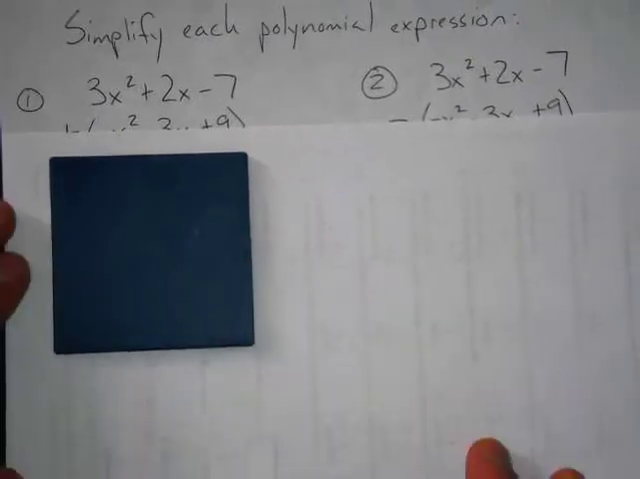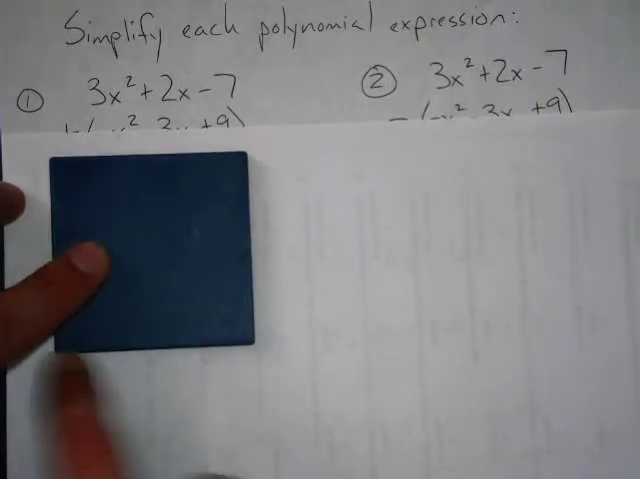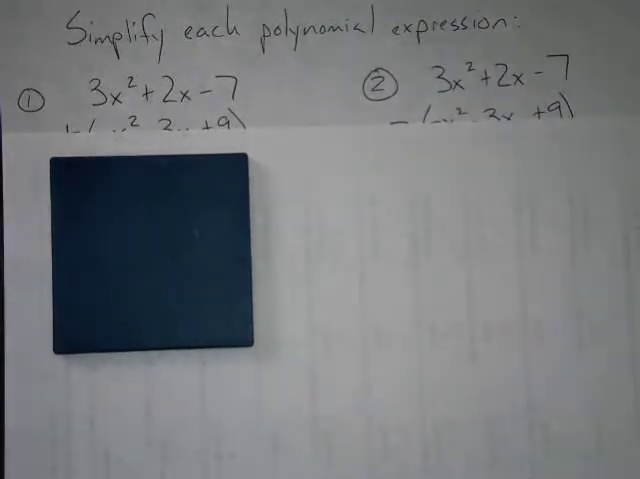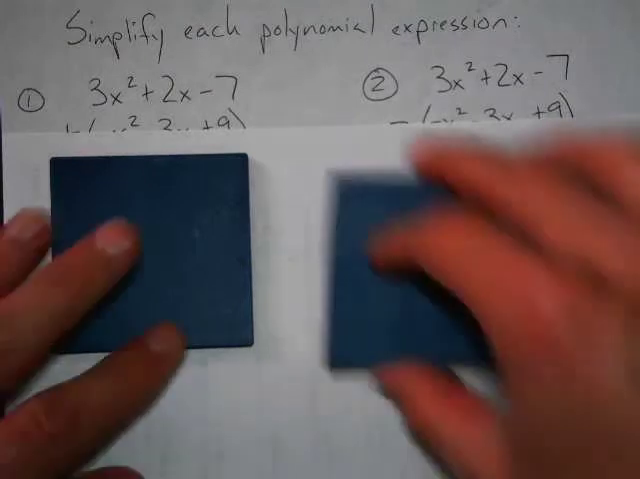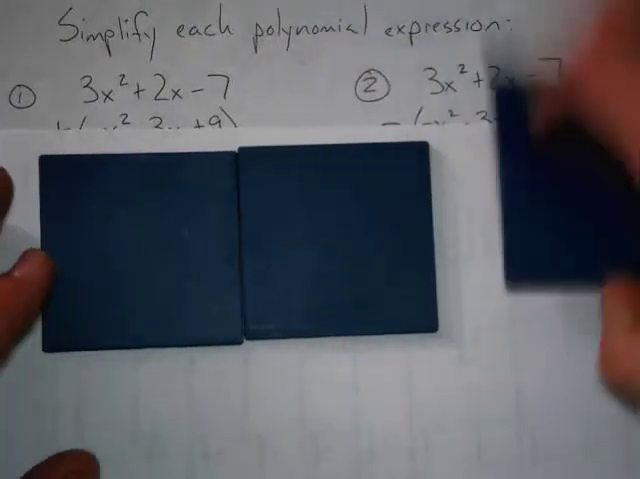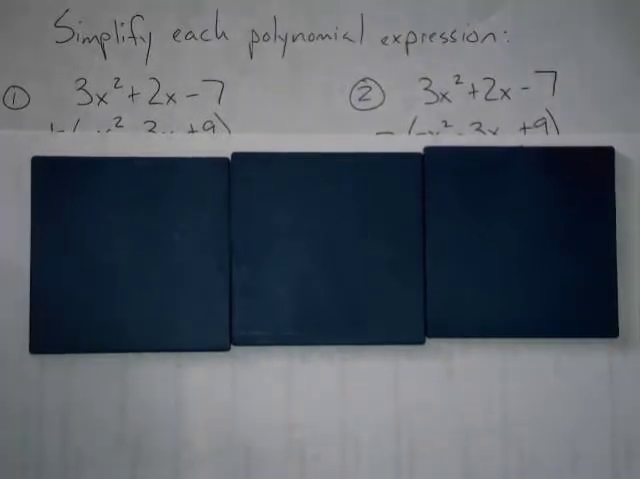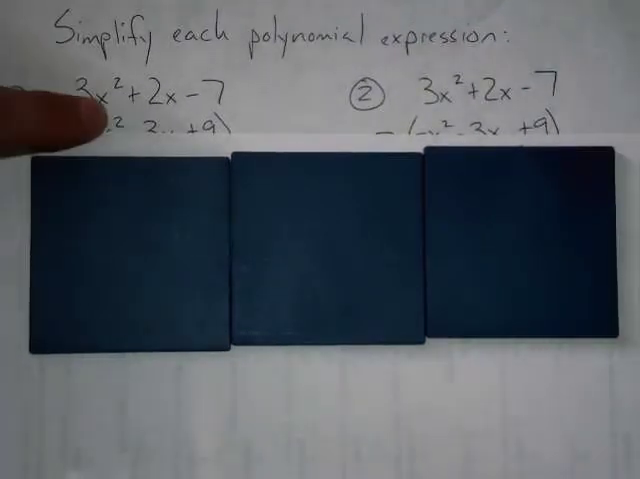This is an x squared, because it's the distance x by the distance x. So that's an x squared, right? Because area is length times width. So that's 1x squared. Here is 3x squared. Okay, so there's 3x squared. And with the 3x squared, we have two x's.